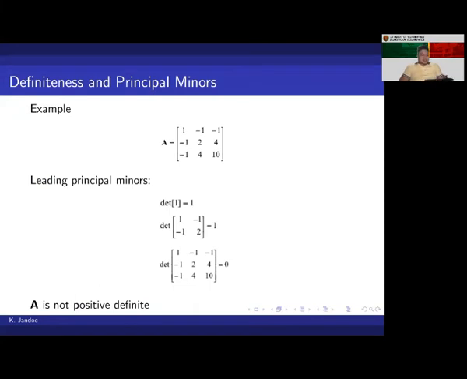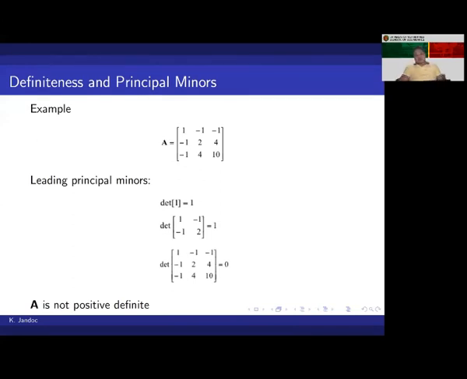Let's go to another matrix. This matrix A is also symmetric. You can verify that because the transpose of A is equal to: the first row becomes the first column, 1, negative 1, negative 1. The second row is negative 1, 2, 4. Then the third row in A is now the third column, 1, 4, 10. It's equal to the matrix A. So this is a symmetric matrix, and therefore we can use the theorem to establish the definiteness of this matrix.